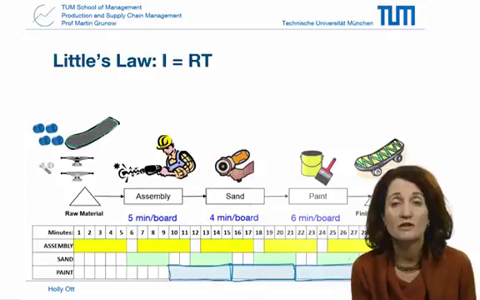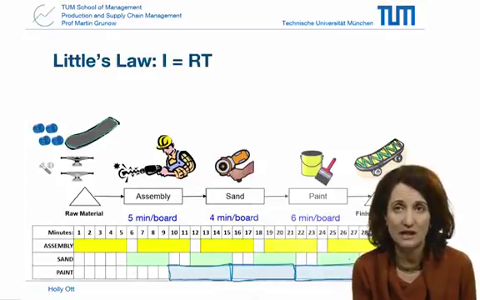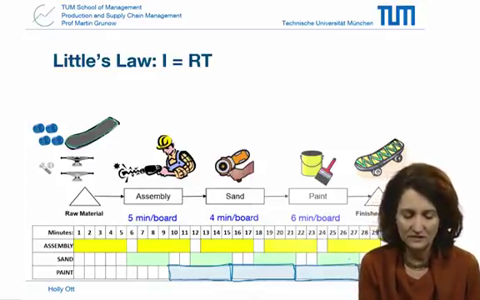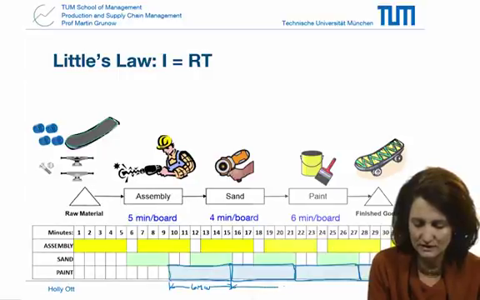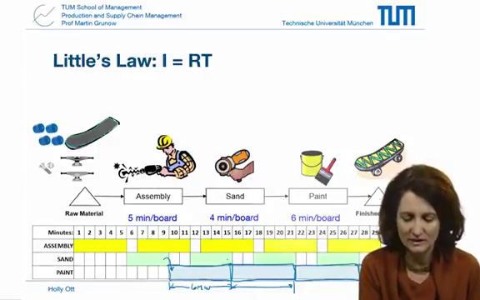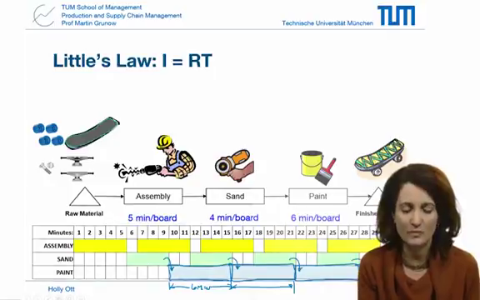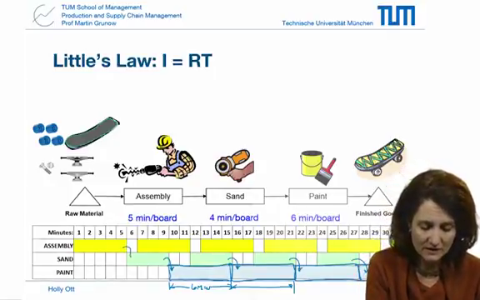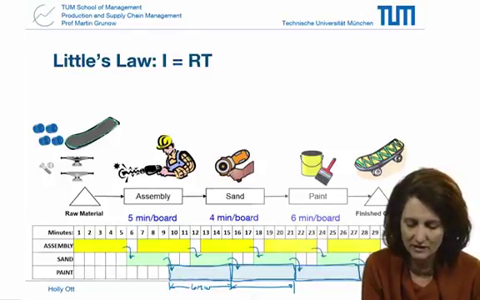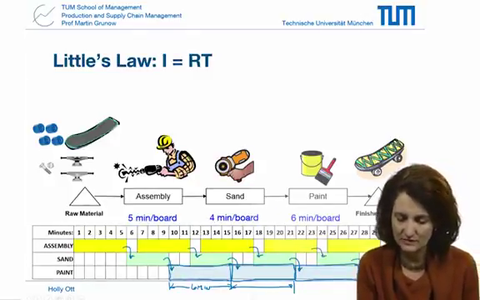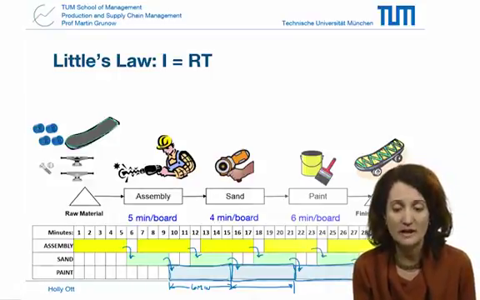And again, we're going to be using this idea of cycle time, the production cycle. Now, in this 6 minutes that paint needs to do its job, we're going to have a handover from sand every 6 minutes. Every 6 minutes, sand will have to finish a board and hand it over to paint. And for that to happen, every 6 minutes also, we're going to have assembly handing something over to sand so that it can then hand over to paint.